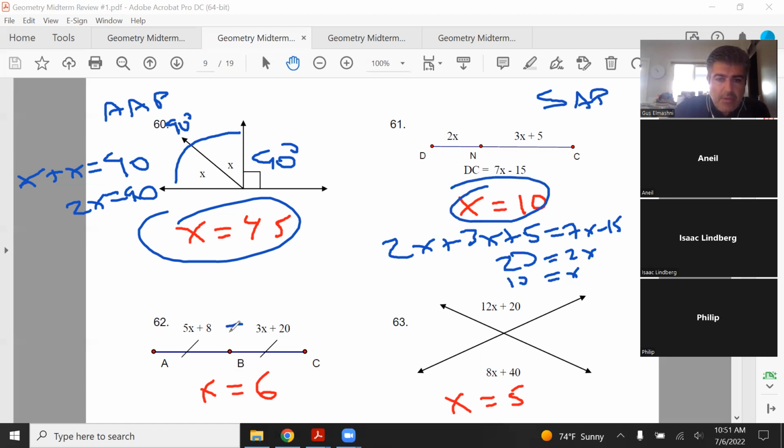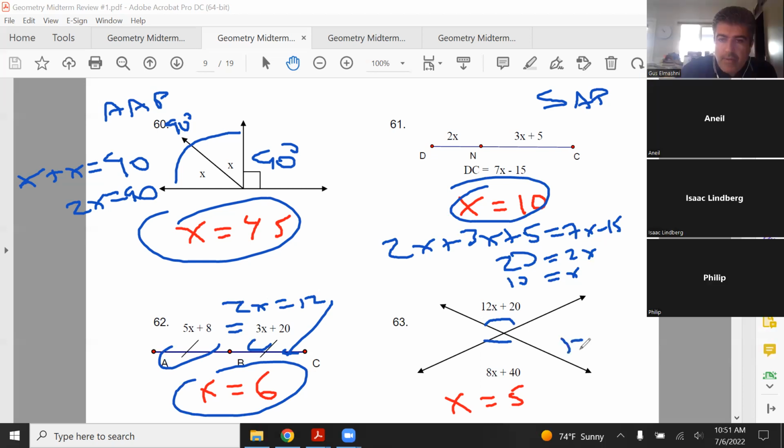These got to equal each other, right? So therefore, 2x equals 12, x equals 6. There we go. So you have the markings there. And lastly, these are directly opposite of each other. So 12x plus 20 equals 8x plus 40. 4x equals 20, because you got to move things around. Therefore, x is 5. Boom. There we go.